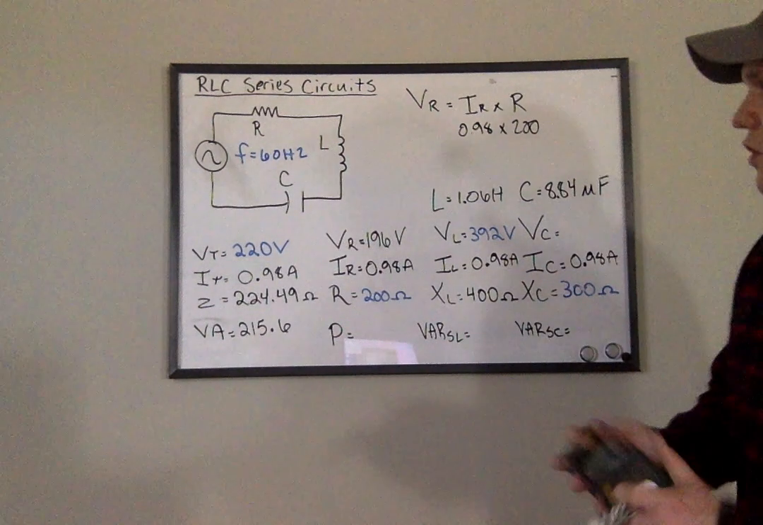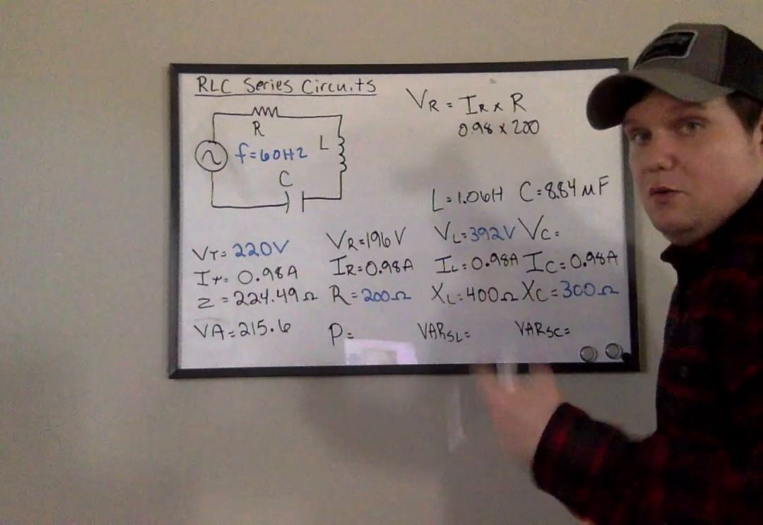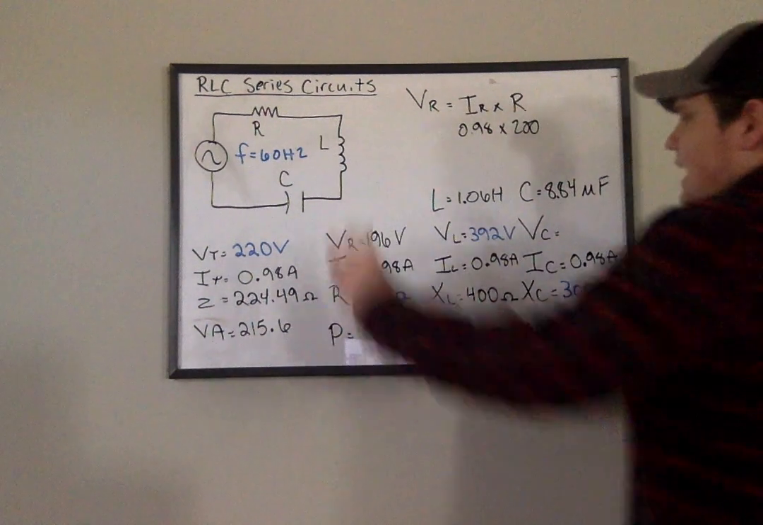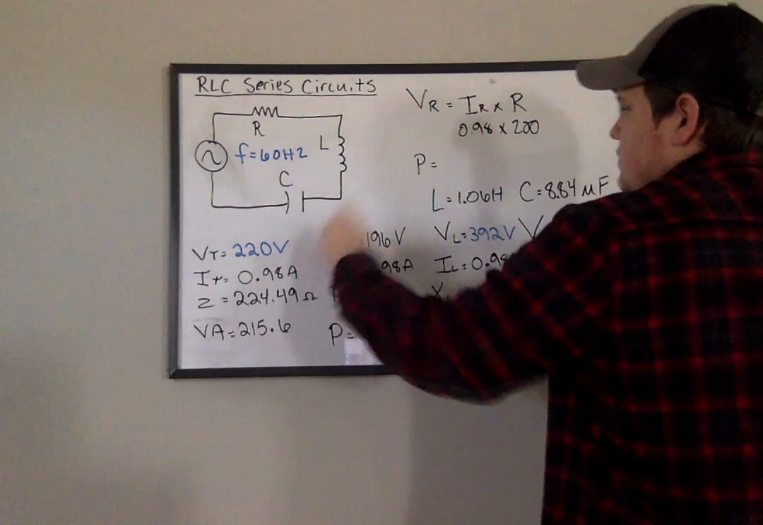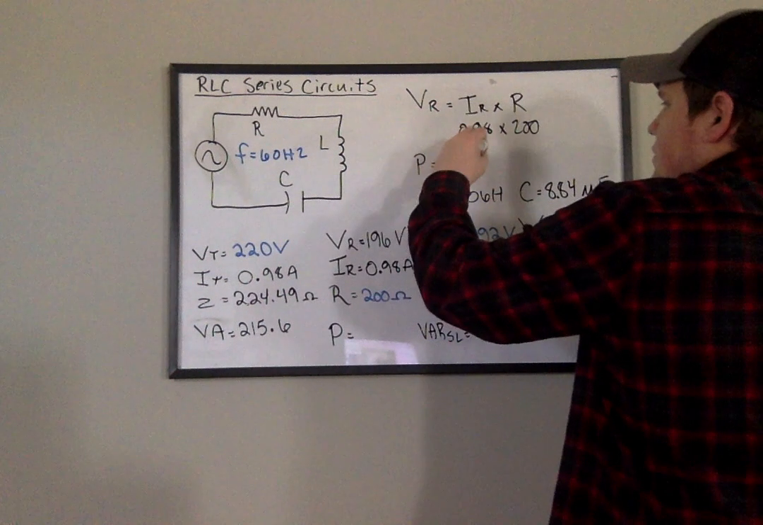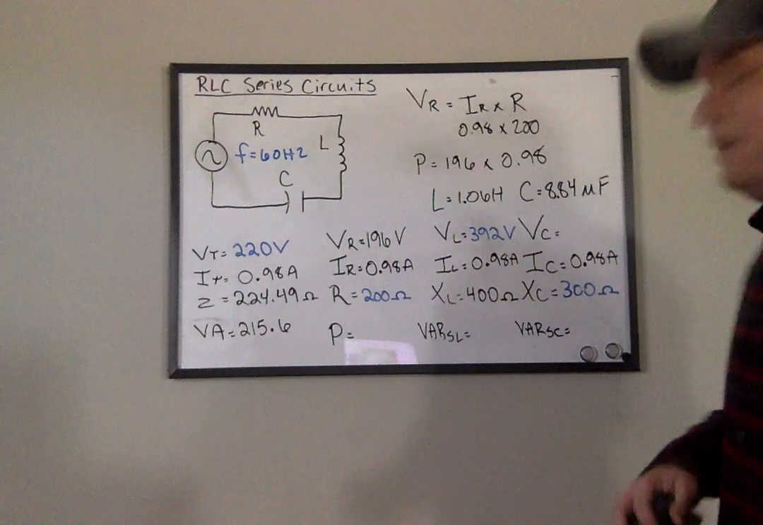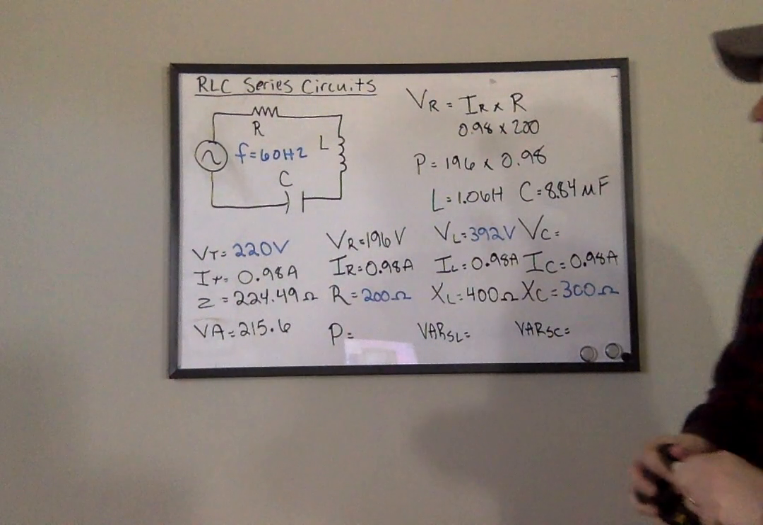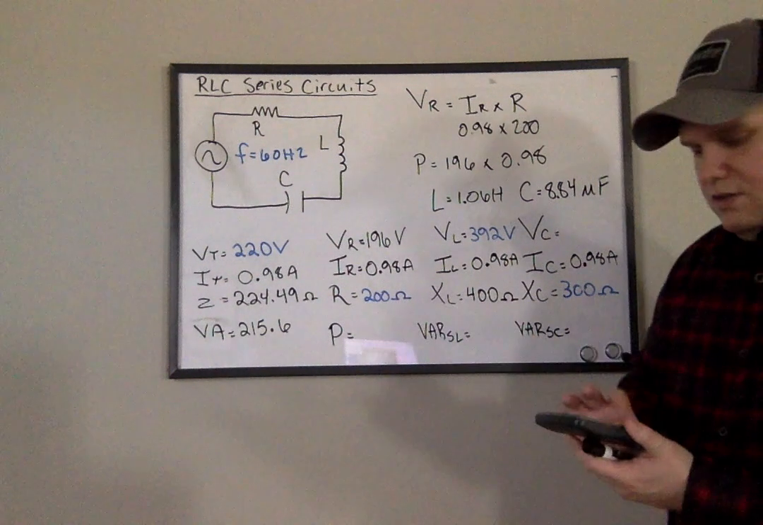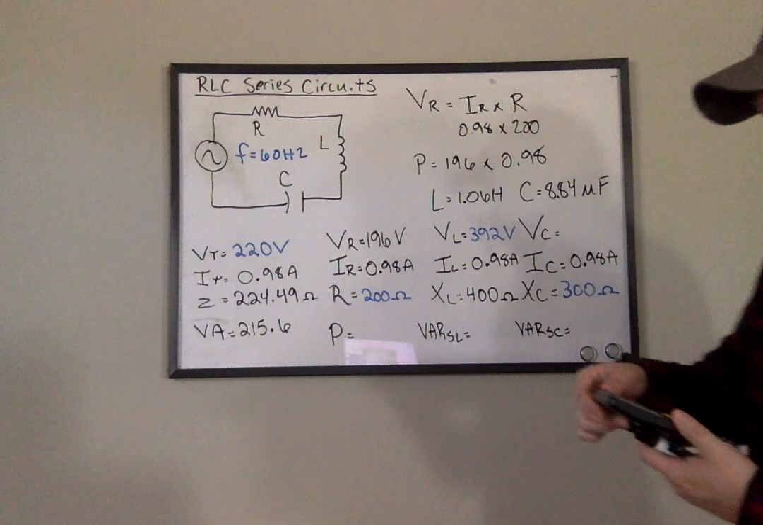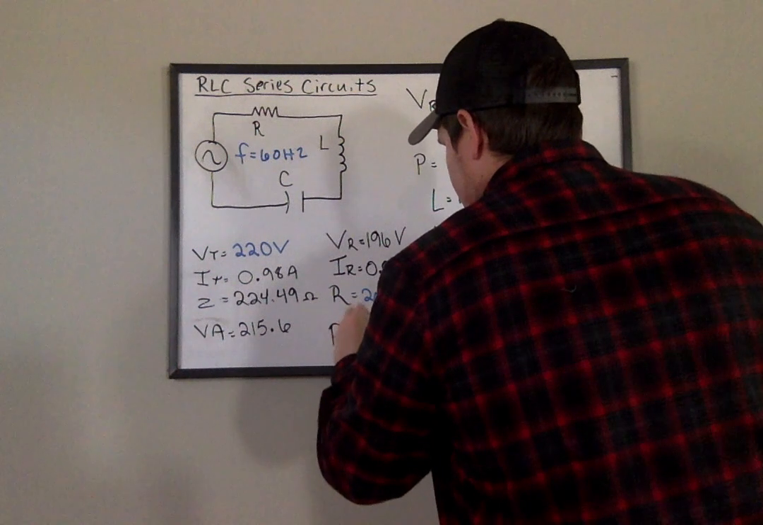Okay? So now, we just got to find power. We know that power is P equals I times V. So P is equal to volts times current. And it's going to be the same thing for VARs. Okay? So 196 times 0.98, and that's going to give me 192.08.